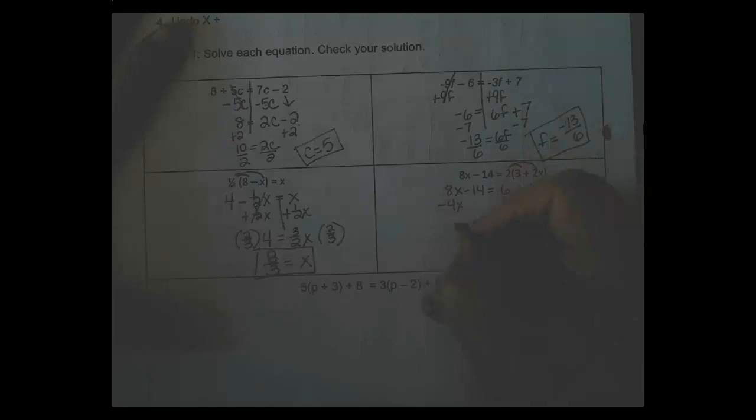I'm left here, combine these like terms, with 4x minus 14, so bring that down, equals 6, because that cancels out. Add 14, 4x is equal to 20, divide by 4, and x equals 5.